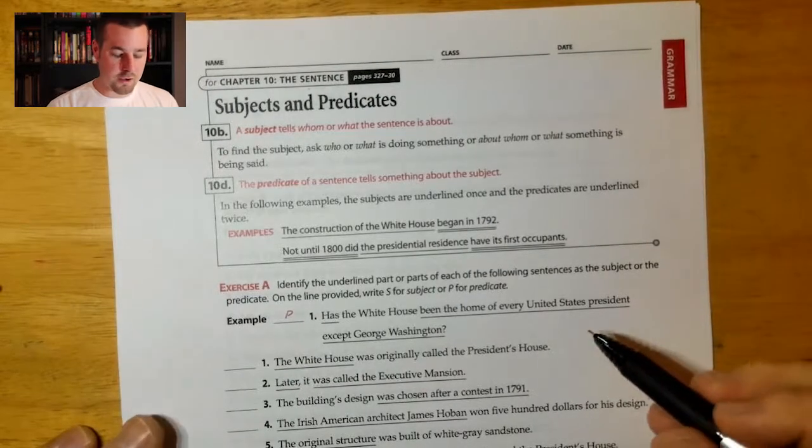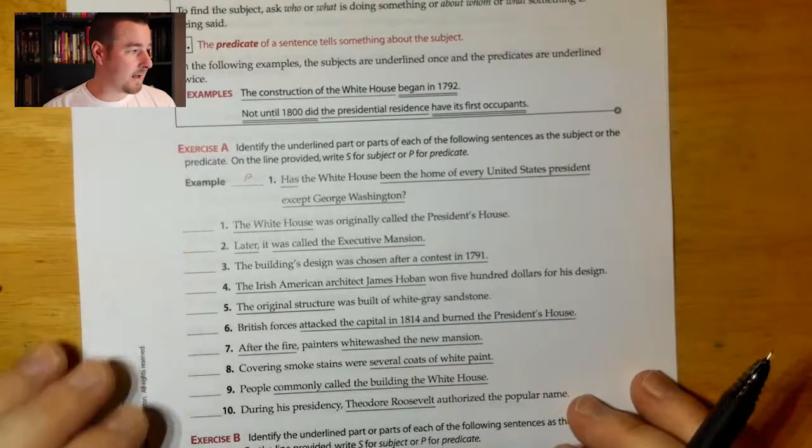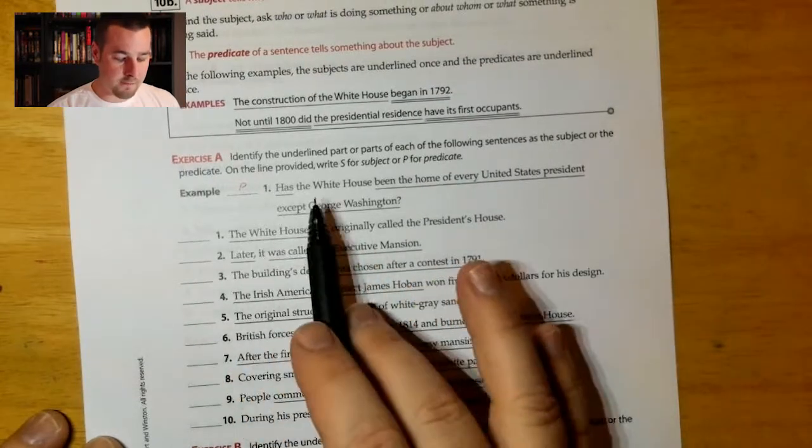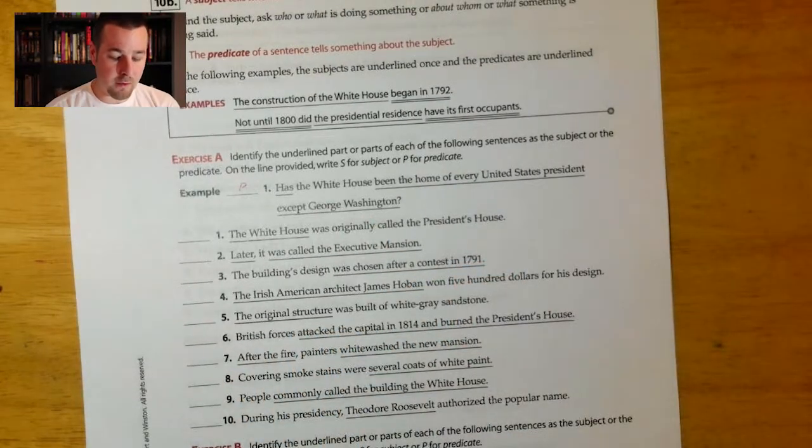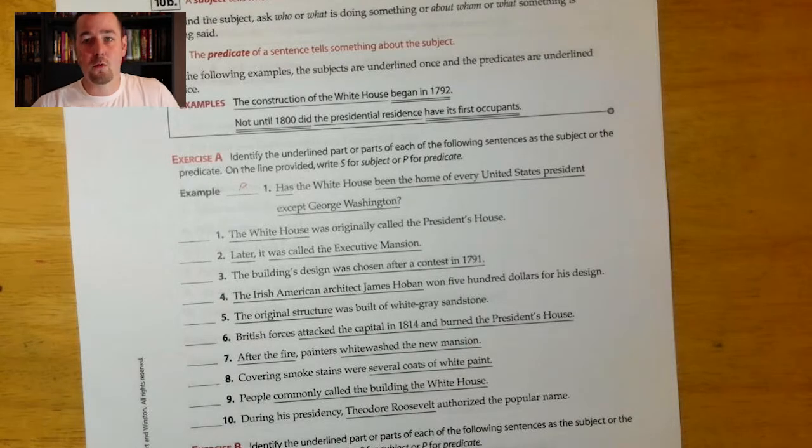So in the instructions here, it tells us on exercise A to identify the underlined parts of each of the following sentences as the subject or the predicate. On the line provided, write S for subject and P for predicate. So they give us the underlined parts. We just have to decide whether it's the subject or the predicate.